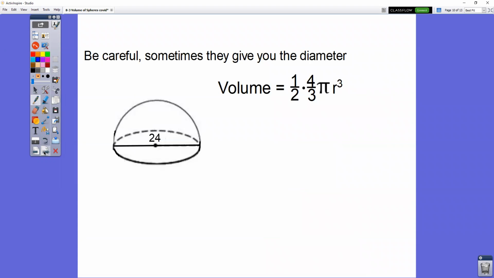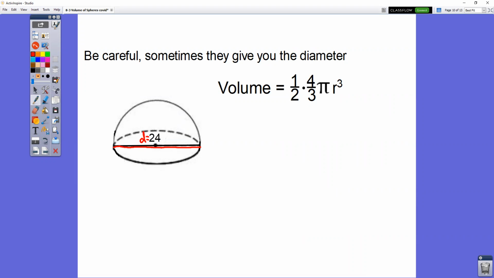Sometimes they are going to try and trick you by giving you the diameter. Notice that this 24 goes all the way across the sphere. Since it goes all the way across the sphere, that 24 is your diameter.